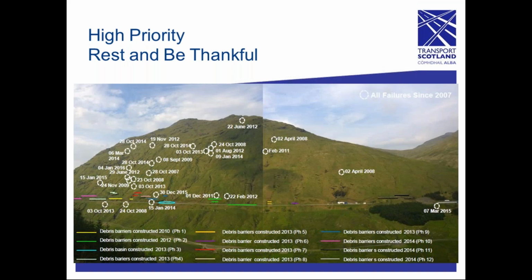This is the A83 on the approach to the Rest and Be Thankful, which is the pass, the high point off to the left of this picture. But there's a large slope here which is very prone to failures, and we've listed here all the failures since 2007. So you can see there's a significant issue here, and this is a vital link to both ferry ports and a range of remote communities.